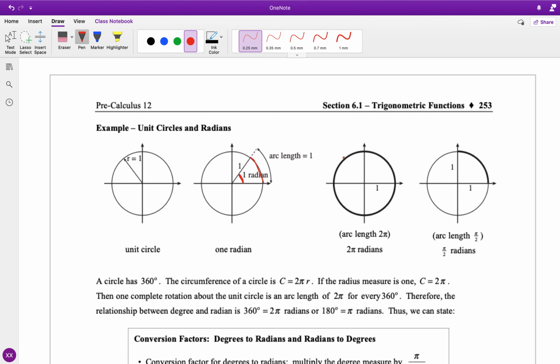But take a look at the whole circle. The arc length is your circumference. The circumference of a circle is 2 pi r. Because your unit circle has r equal to 1, it doesn't matter whether it's 1 cm or 1 meter, it's just 1. Therefore, your total arc length is equal to 2 pi.